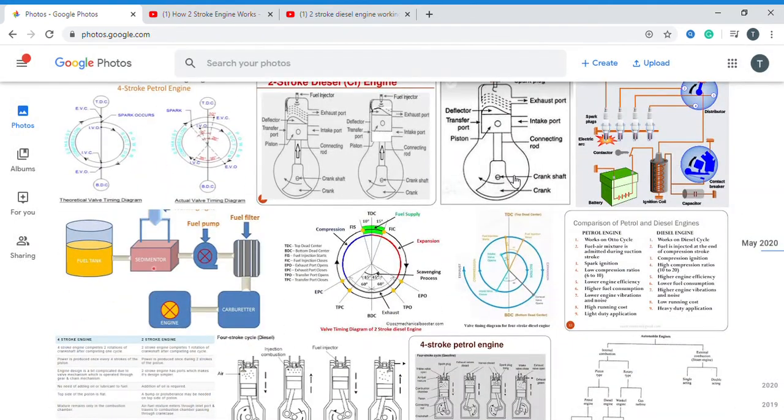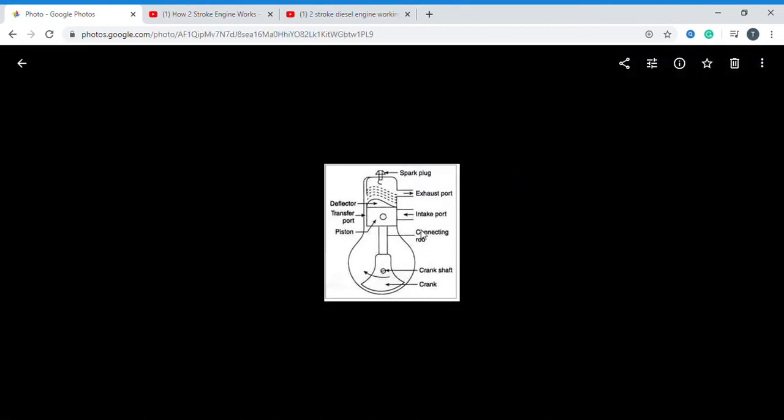Here, this is the two-stroke petrol engine construction details. Before that, one important point I am telling you to remember. What is the main difference between the four-stroke and the two-stroke petrol engine?